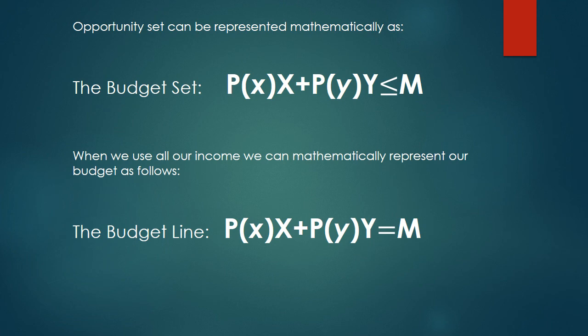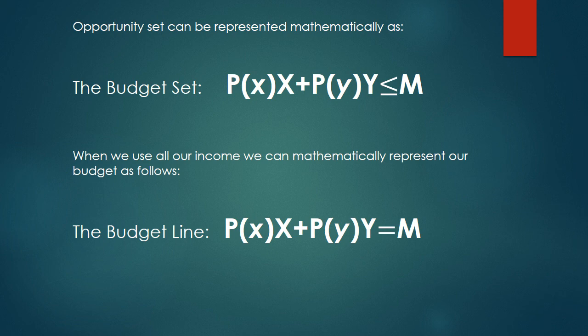With the last slide, we got to see various opportunities that we could purchase goods X and Y. In our case, it was school supplies and gasoline, all under our income or budget, which was $40. Here we see opportunity sets that can be represented as a formula. Mathematically, it's known as the budget set, which is P of X, or the price of X, times X, which is the quantity of good X, plus P of Y, the price of Y, times Y, the quantity of good Y, which is less than or equal to M, which is also income.